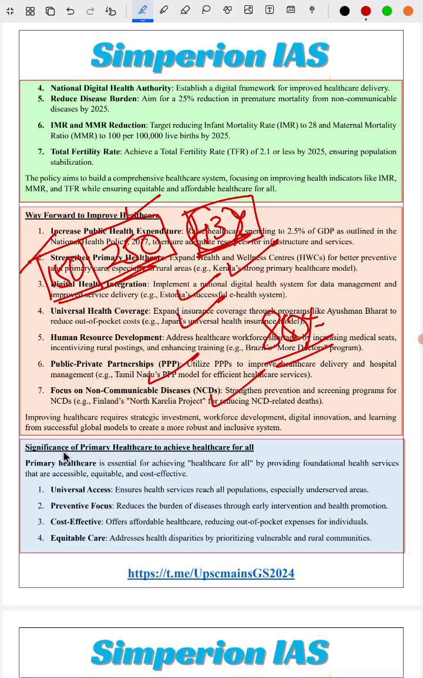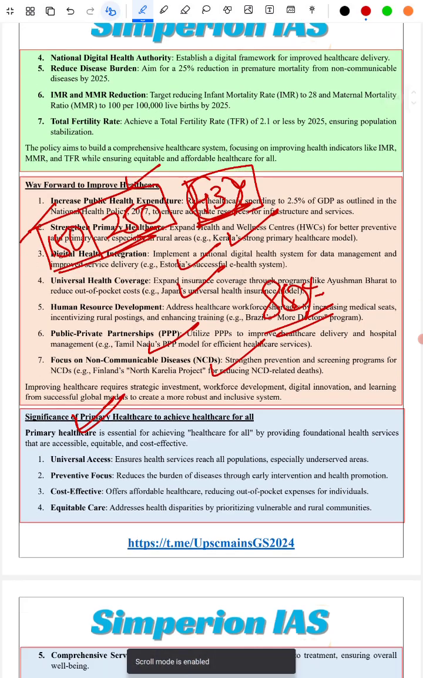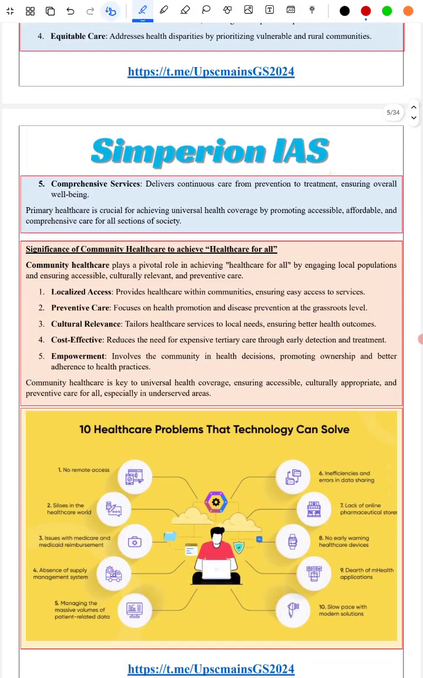You can also say that the significance of primary healthcare to achieve universal health coverage. This question I think is asked in the PYQ. And also the next we are given 5 points. Next we have covered significance of community healthcare to achieve the healthcare for all. We have covered that topic as well.